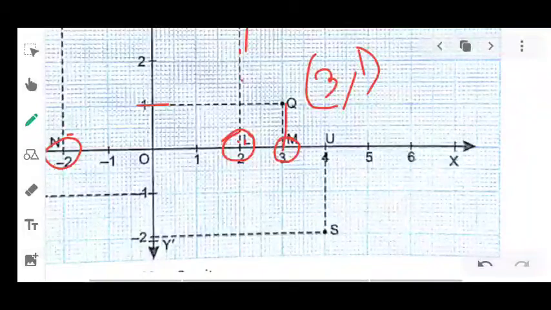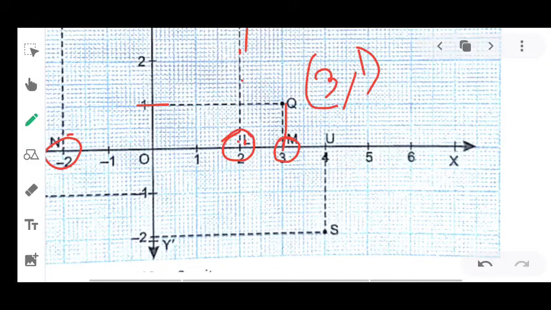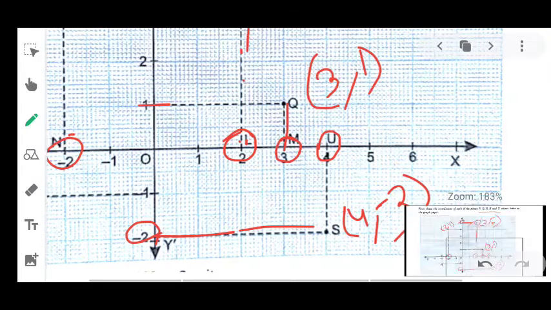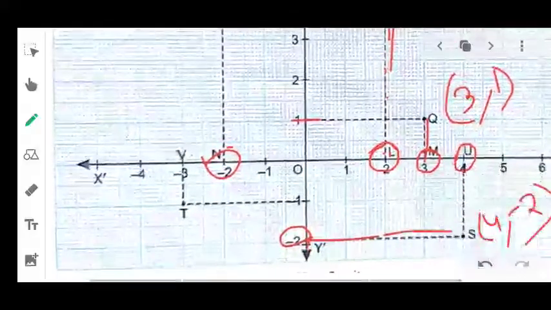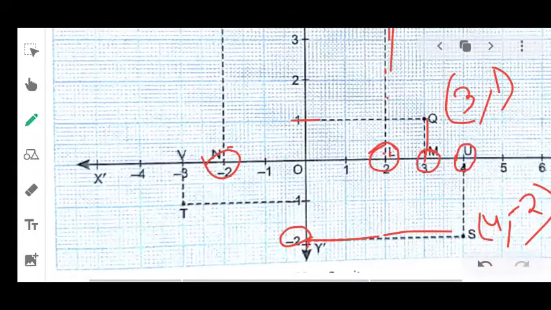Then the coordinate of S. First find out the x coordinate. For that, draw a line perpendicular to the x-axis. This line intersects the x-axis at 4. So the x coordinate of S is 4 and the y coordinate is -2. So the coordinate of the point S is 4 comma -2. Clear?